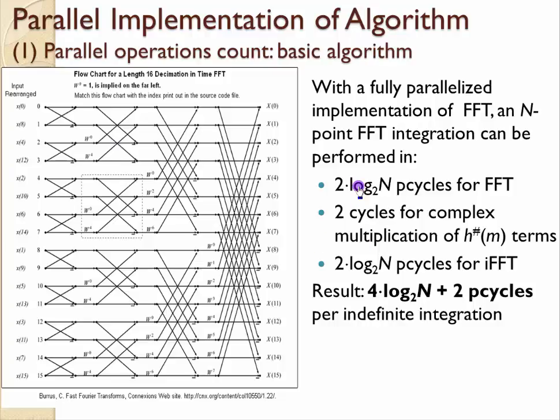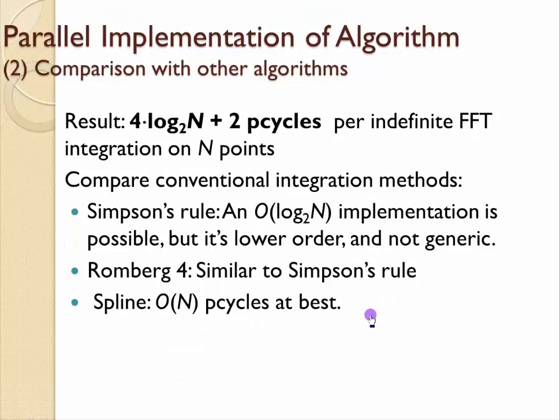So if I count up the number of cycles for this FFT, if I can do it all in parallel, and I call them parallel cycles, theoretically, you could do an FFT in 2 times log base 2 of n parallel cycles. Now, when you're doing the FFT integration, following the FFT, you have to multiply each coefficient. Then you have to do the IFFT. So that gives you a total of 4 log base 2 of n plus 2 parallel cycles per indefinite integration. Now, this is without correction. So I'll give the corrected numbers in a moment.